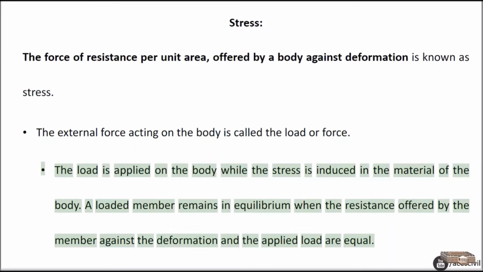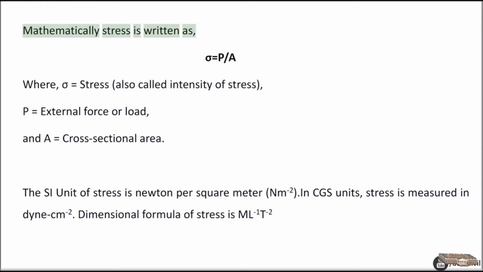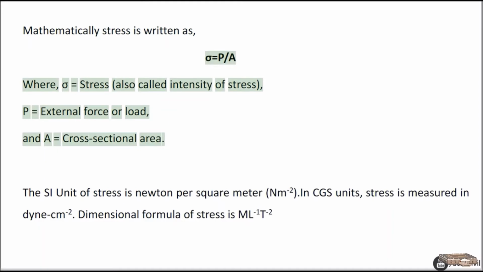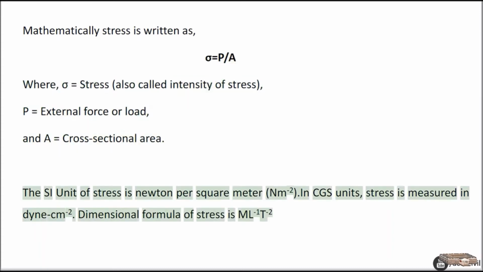A loaded member remains in equilibrium when the resistance offered by the member against the deformation and the applied load are equal. Mathematically, stress is written as S equals P/A, where S equals stress, also called intensity of stress, P equals external force or load, and A equals cross-sectional area. The SI unit of stress is Newton per square meter, N/m².